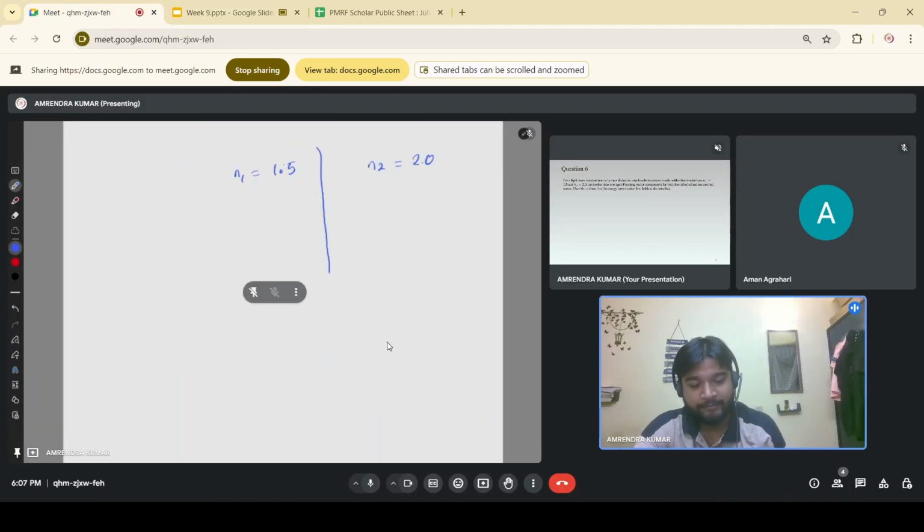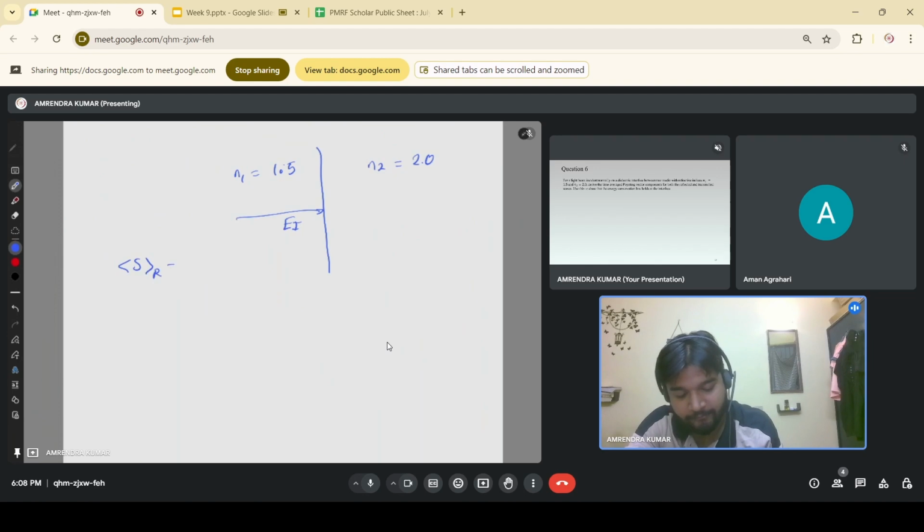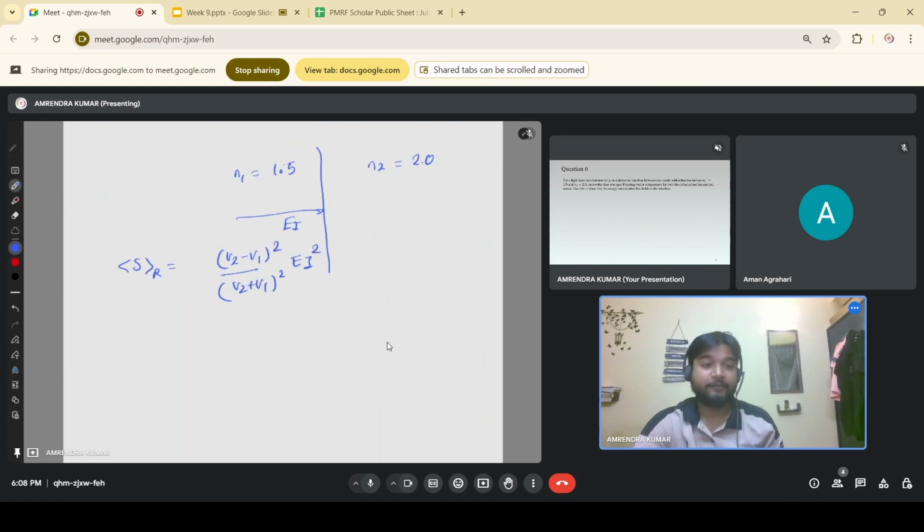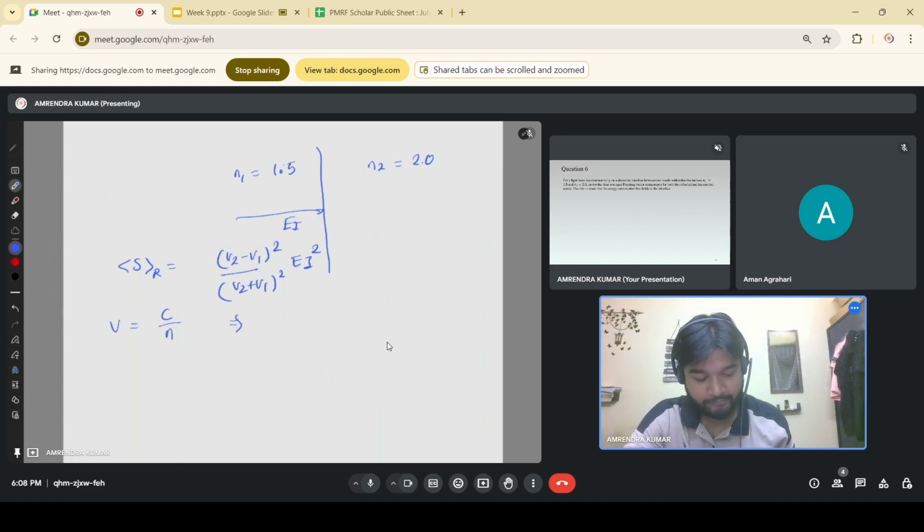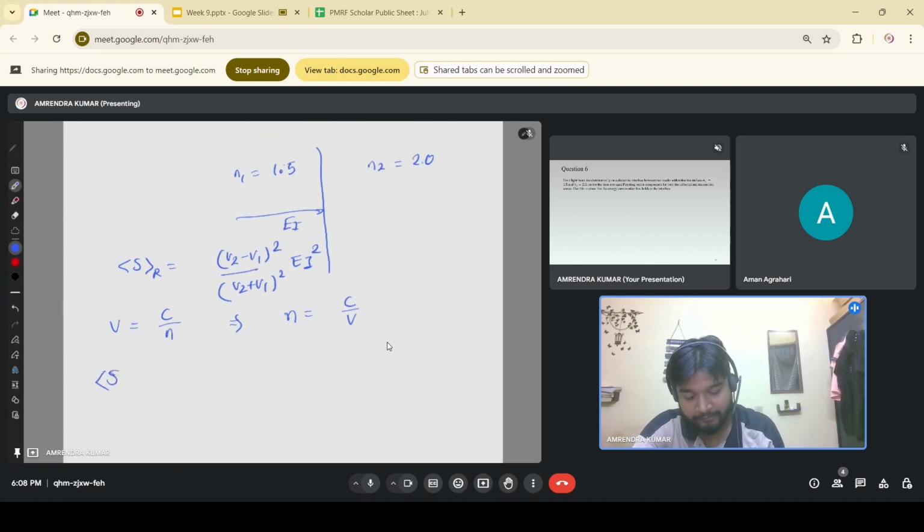So let's say EI is the amplitude of the incident wave. Now we know that the time average component of the reflected one was ((V2 minus V1) over (V2 plus V1)) squared into EI squared. Now, velocity inside any medium is c by n, so n is nothing but c by v. We can substitute it here, so it will become S_R.